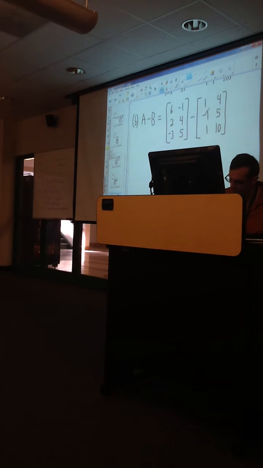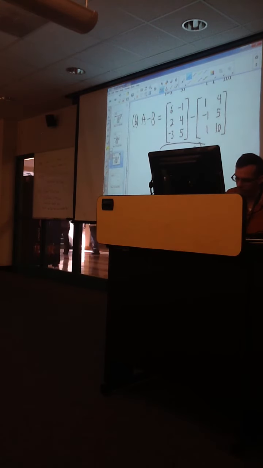2 minus -1 is the same thing as saying 2 plus 1, which is 3. 4 minus 5 is -1. So you see what I'm doing, right? -3 minus 1 is -4. If you don't see it, let me know. 5 minus 10 is -5. There it is. Okay? Any question on A minus B? More practice with that, right?